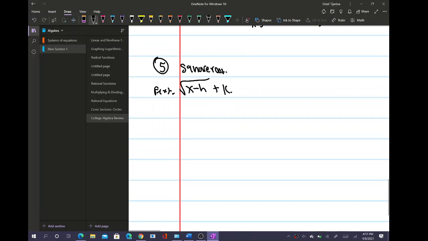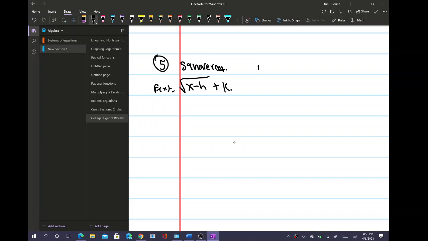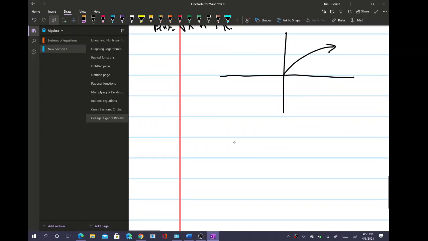A square root function, if I do f of x equals the square root of x, you get something like that. And then there's also the exponential function.